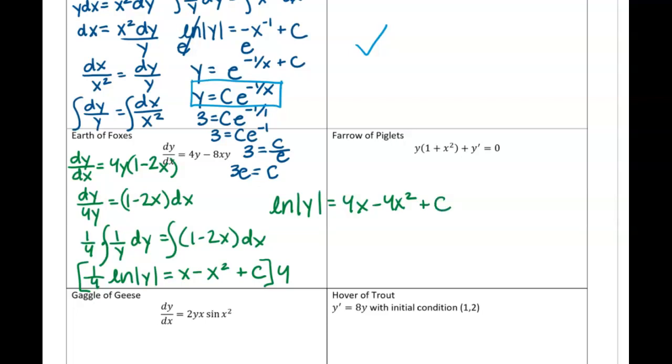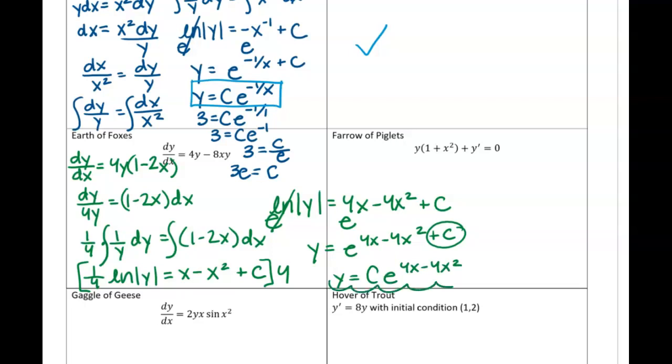And then I'm going to exponentiate both sides. So then y equals e to the 4x minus 4x squared plus c, but that's really just e to the c, so we'll do y equals c e to the 4x minus 4x squared. And the big thing is if you left the plus c up there in the power, that's fine, but you'll see it out front in front of the e in a multiple choice answer.